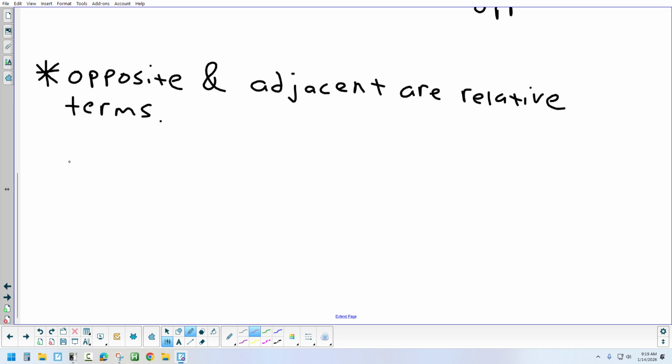So how do you know which way you're facing? Well, what they generally do is they mark one of the angles with theta. Whatever angle they mark as theta, that is your perspective. So it's like you're standing here. Opposite is the side that's across from you. Adjacent is the side that's next to you that's not the hypotenuse. Okay? Hypotenuse is not a relative term. Hypotenuse is always across from the right angle.